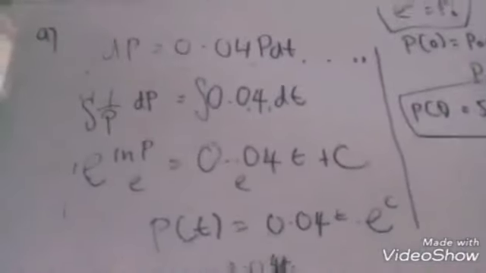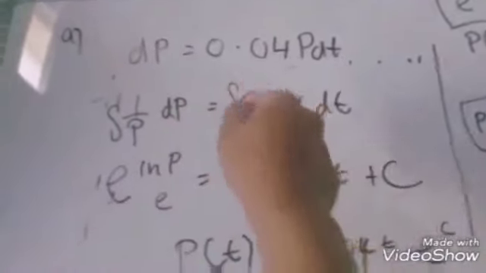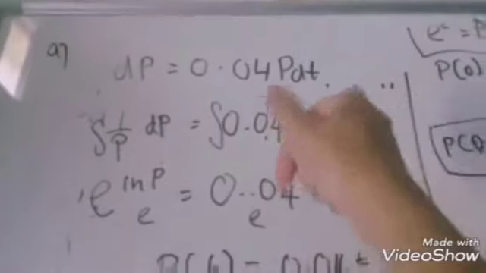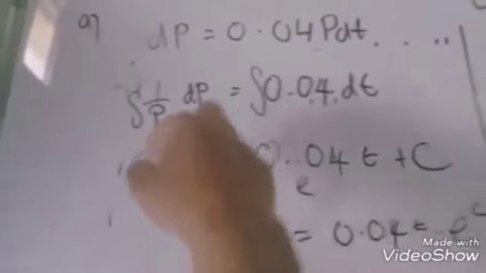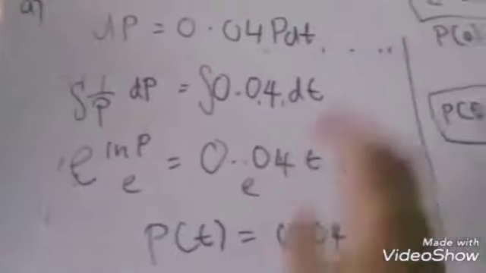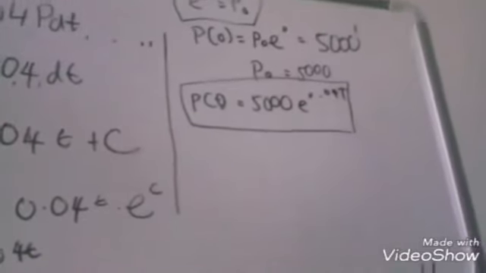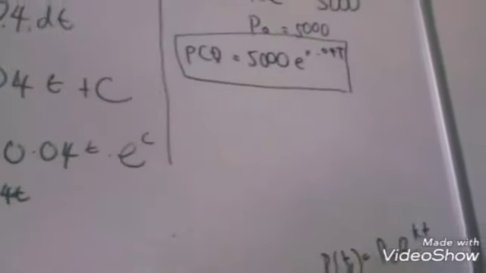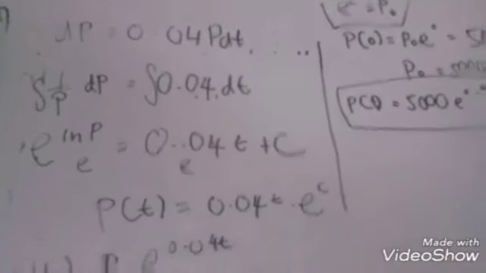This is the question for finding an equation to model the population. First, we write dP equals 0.04 P dt. Next we move P beside this part, then we integrate. This is the answer for question number 1.